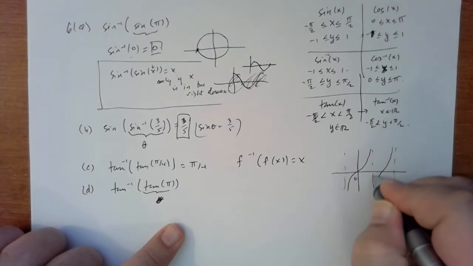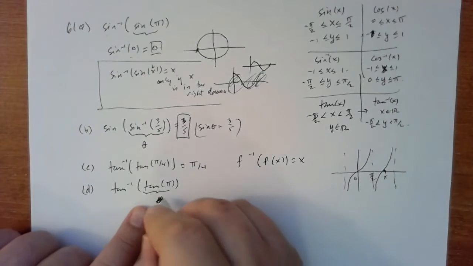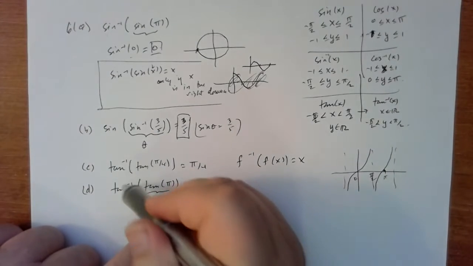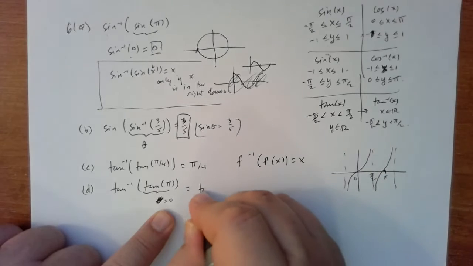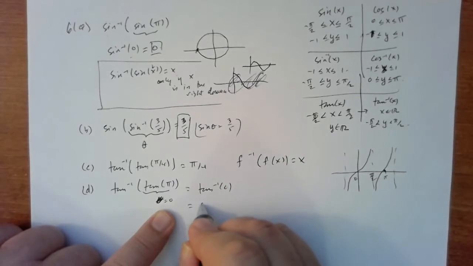So this is 0, pi over 2, pi. So the tangent of pi is equal to 0. And so this is equal to the inverse tangent of 0, and that's equal to 0.